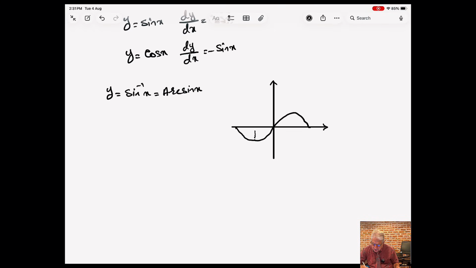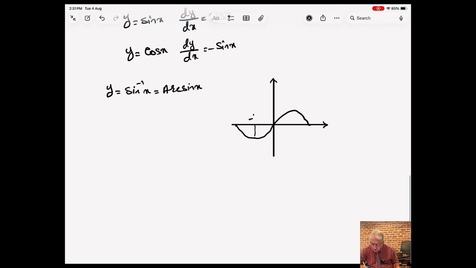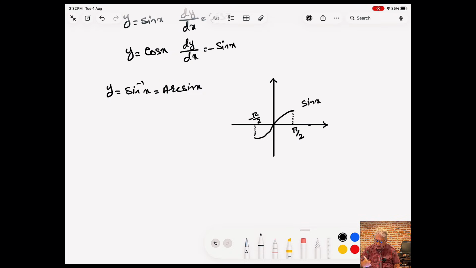But if you restrict the domain of the function from negative pi over 2 to pi over 2, this function sine x, this is sine x, it will be a one-to-one function. Therefore, I will consider the graph of the function sine x from negative pi over 2 to pi over 2. So it starts from here to there.